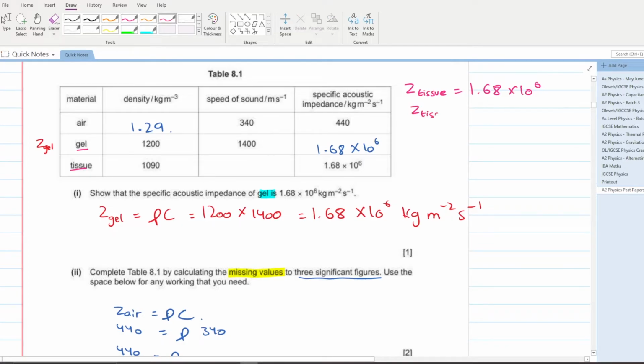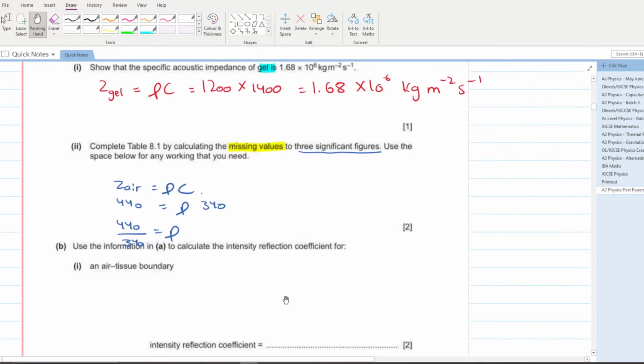Z of tissue is equal to density times speed. 1.68 × 10^6. Density is 1090 multiplied by C. C comes out to be what? 1.68 × 10^6 divided by 1090. Let's calculate it. 1.68 × 10^6 divided by 1090. This comes out to be 1540. Since we have to give our answer to 3 significant figures, this will do the job.